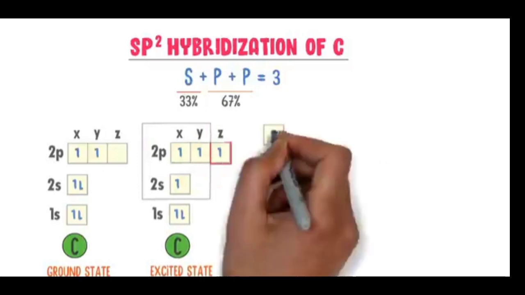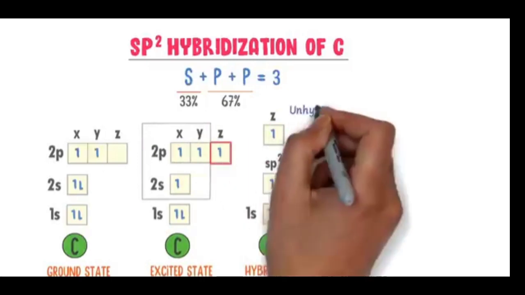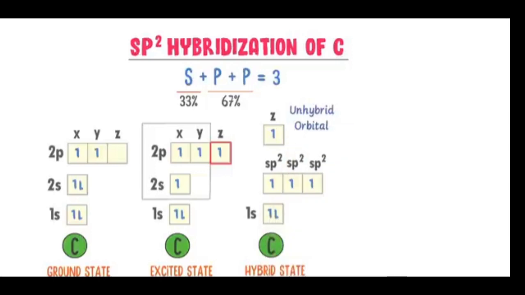Lastly, I write this z orbital of 2p here. This z orbital is an unhybrid orbital. It means that this z orbital does not combine with 2s, 2px and 2py. Also, it has more energy than all these 3 hybrid orbitals.